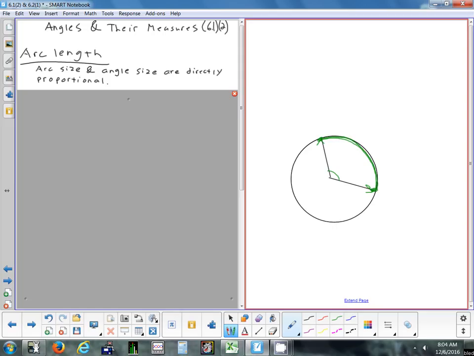Okay, right there. So what do you think it means when I say that the size of the arc and the size of the angle are proportional? They're not the same, unless you're on a unit circle and you're measuring in radians. Then they are. But in general, if you're just on a generic circle, the size of the arc and the size of this angle are proportional. What do you think that means? Well, what does it mean in general if two things are proportional to each other?